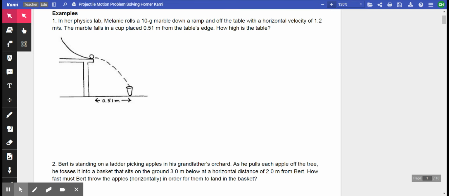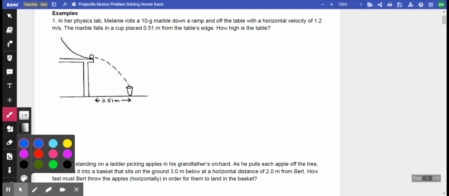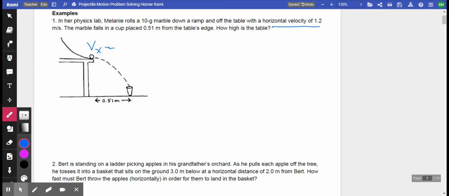So, in our physics lab, Melanie rolls a 10-gram marble. So we see that guy right there. And Melanie also says that she does that off a ramp, and it goes down, and it has a horizontal velocity of 1.2 meters per second. So, I know that the horizontal velocity, Vx, is equal to 1.2 meters per second, which is good.